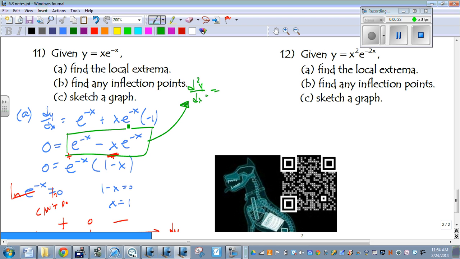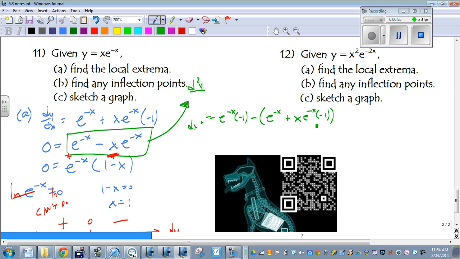of e to the negative x is going to be e to the negative x times negative 1. Right, doing the derivative of the exponent there, minus the derivative of this whole thing here. So when we do that derivative, we're going to need to use the product rule. So I'm going to put this in parentheses because we're subtracting that whole thing. And derivative of x is just going to be 1 times e to the negative x plus x times derivative of e to the negative x is e to the negative x times negative 1.